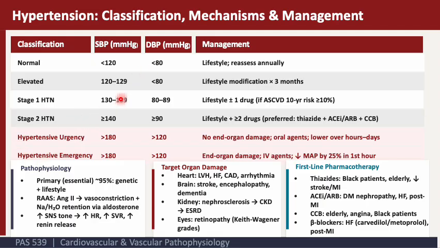Stage 2 would be greater than 140 for a systolic and greater than 90 for a diastolic. This is usually if you have patients that come in, and this is like the second time they've come in, and their home readings may be something similar. You're going to educate them on lifestyle modifications, but you would place this patient on at least 2 drugs, preferably a thiazide diuretic, and an ACE inhibitor or an ARB, plus a calcium channel blocker.